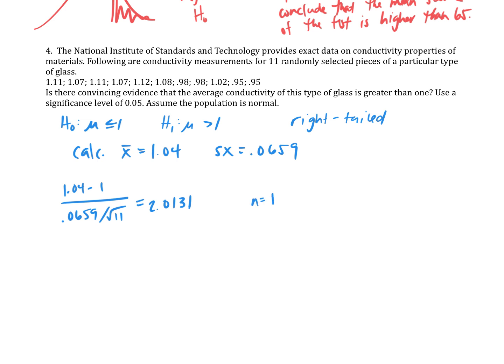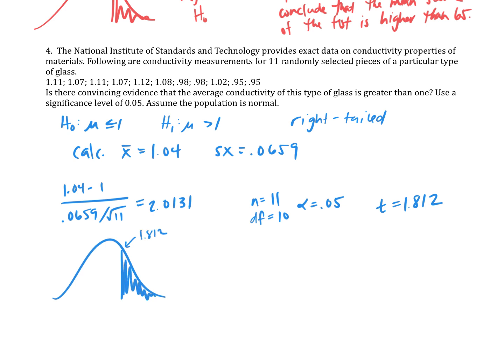Okay. You're using your t-value. If n is 11, my degrees of freedom is 10. The alpha is 0.05. So what is my t-value? 1.812. So when I draw, this is 1.812. There is my rejection region. Does it fall in it?